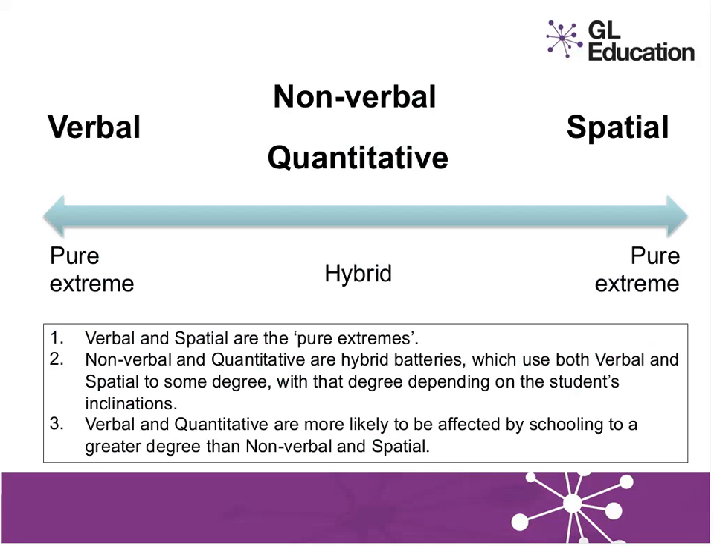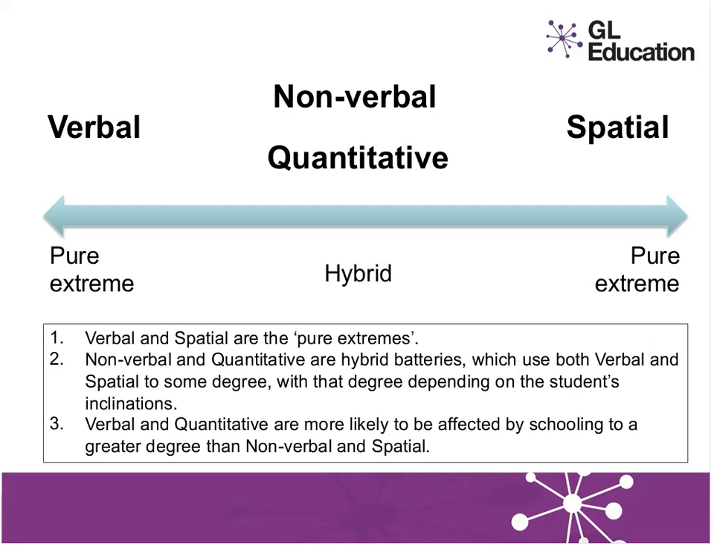So what's actually assessed within CAT4? There are four what we term batteries. So verbal, non-verbal, quantitative, and spatial. So verbal is thinking with words, quantitative, thinking with numbers, non-verbal, thinking with shapes, and spatial, thinking with shape and space.